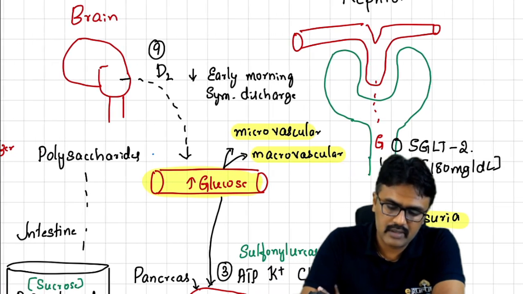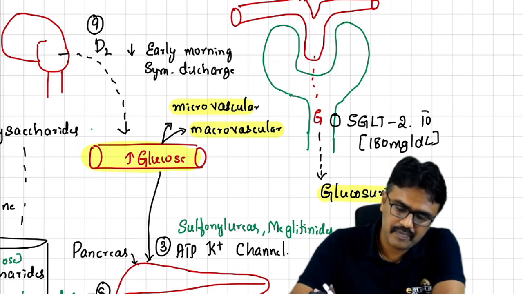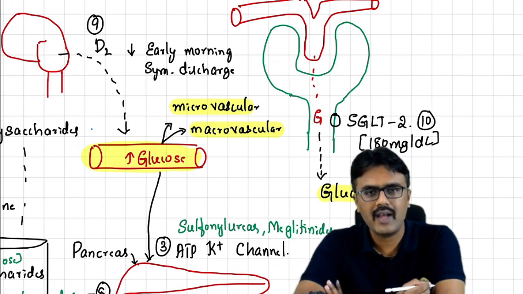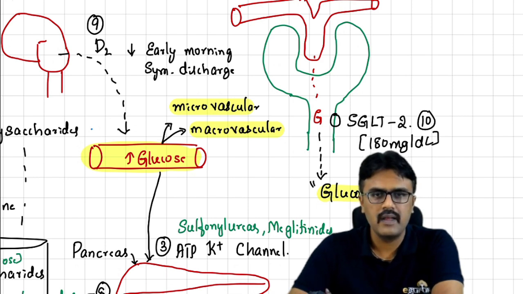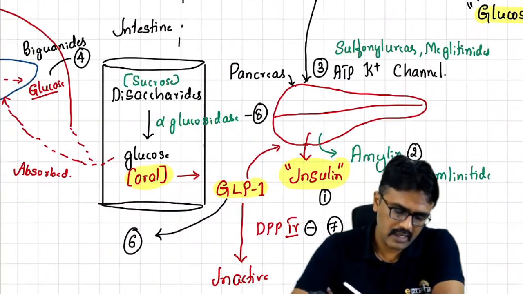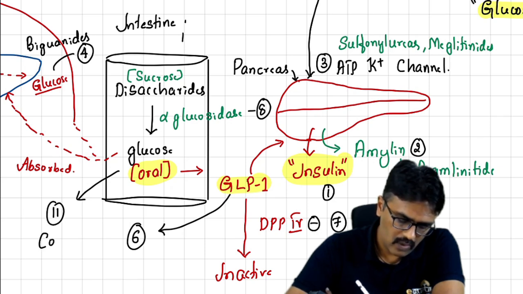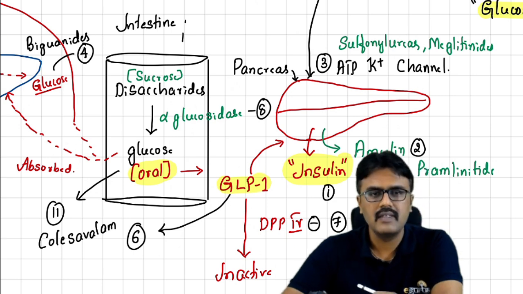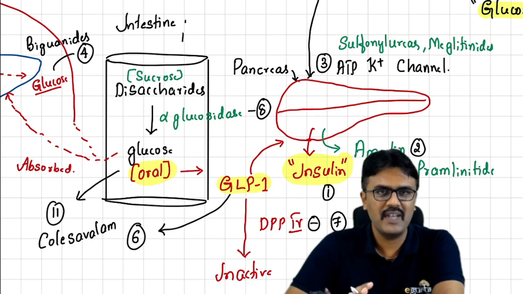Now the 10th target is, you can inhibit this sodium glucose transporter. So what happens, more and more glucose goes out and the glucose level in the body comes down. That is the 10th target. Now what is the 11th one? The 11th one is there is a drug which can inhibit the glucose absorption, and the drug is called colesevelam. So many targets we have, and all these are used for type 2 mainly. Only insulin and pramlintide for type 1.